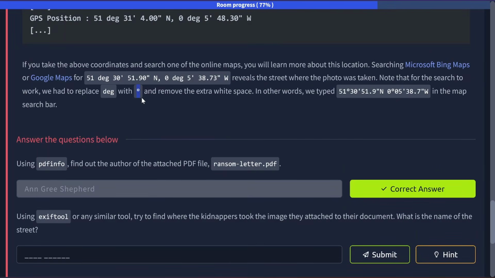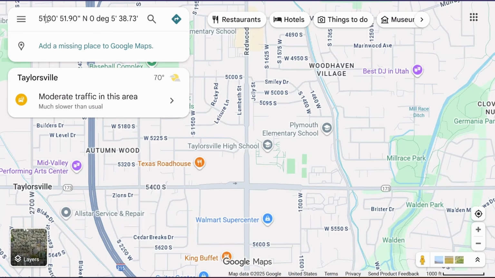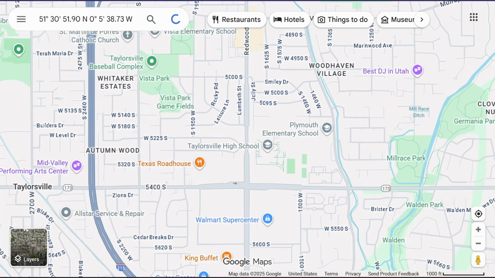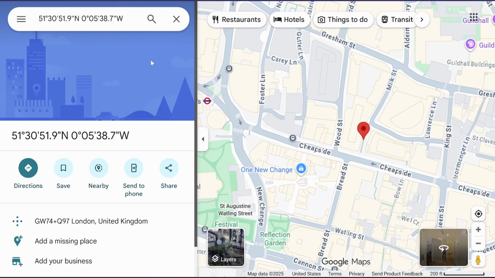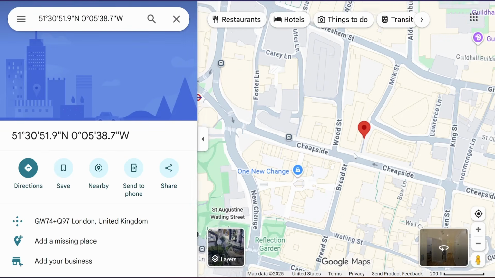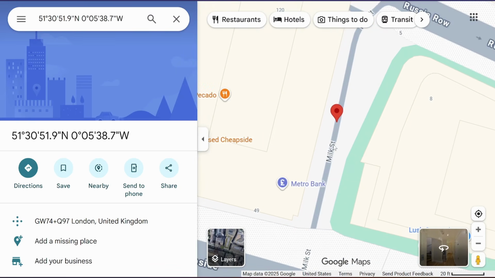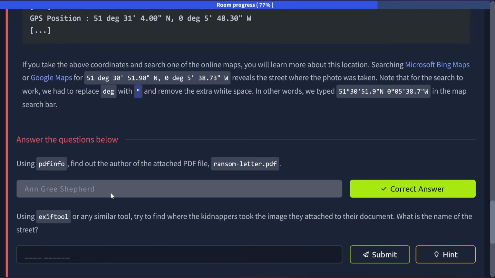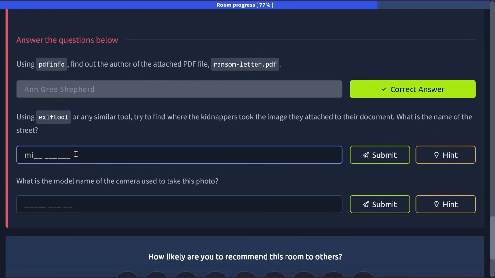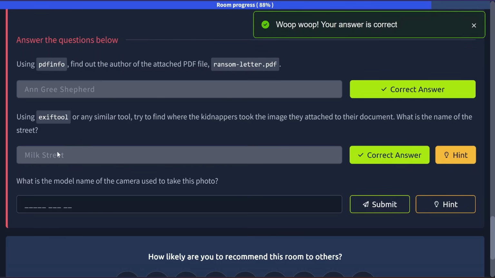And hey, I was too lazy to look it up. If any of you know how to make that symbol with your keyboard, leave a comment and let me know so that I can actually remember for my future. So I think if we just get rid of the degrees and put that symbol, I think that should give us the answer. Okay. So this has given us the latitude and longitude. It looks like we're in London in the United Kingdom. And this is on Milk Street. So let's try that as our answer and see if it worked. Yep, Milk Street is the right answer.